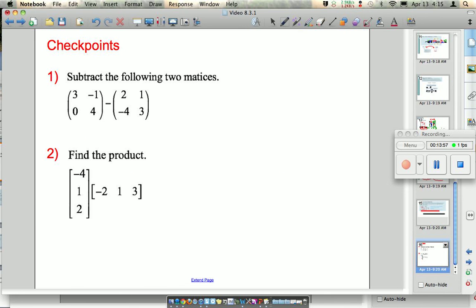So here are your checkpoints. Do your best. Bring in your questions. We'll talk about these in class and definitely get more practice with them. And hopefully you're noticing my nice spelling error right here. So bring in your questions to your class on Monday.